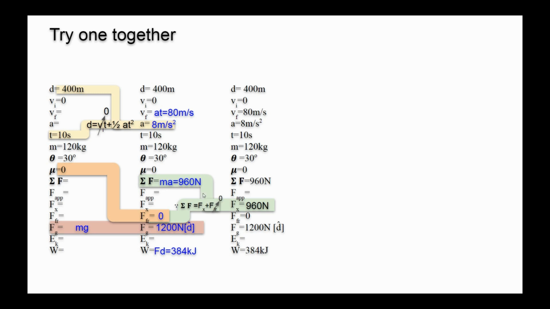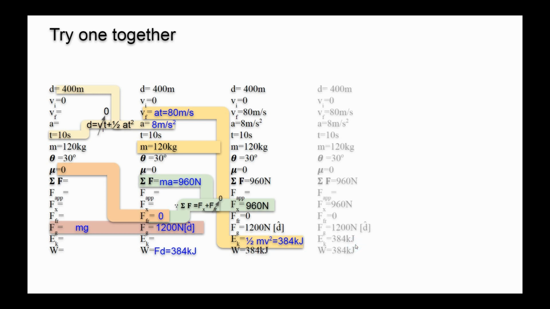Given that MA must come from F of X and force of friction, and knowing that the force of friction is 0, it turns out the force in the X direction is the same as the net force. They're the same because there is no friction. Taking the final speed and the mass, we can calculate the kinetic energy, and oh joy, it came out to be the same as force times distance, so it seems to indicate we're on the right track. What have we got left to go?